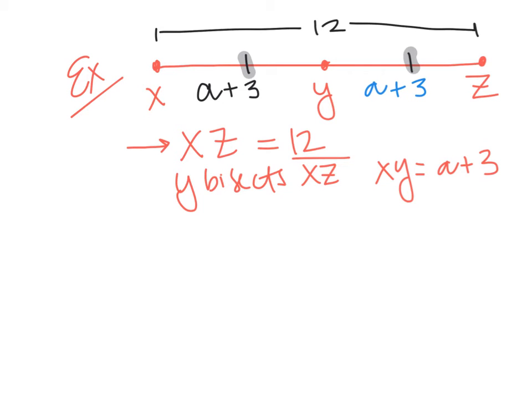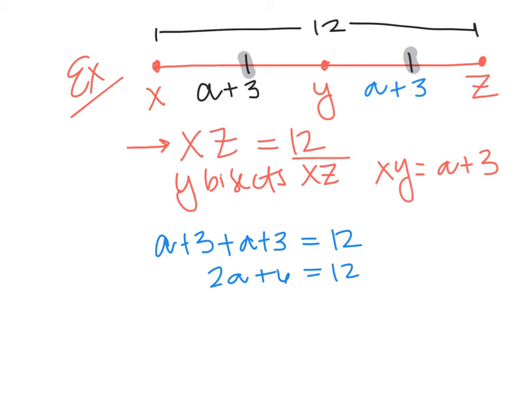With this kind of information, I can write an equation. My equation would be that A plus 3 plus A plus 3 is equal to 12. Now I just solve my equation. I get 2A plus 6 is equal to 12. I subtract 6. I get 2A is equal to 6, and I divide by 2. And I get that A is equal to 3. Now I can plug that back in. 3 plus 3, 3 plus 3, I get 6 and 6, so it checks out.